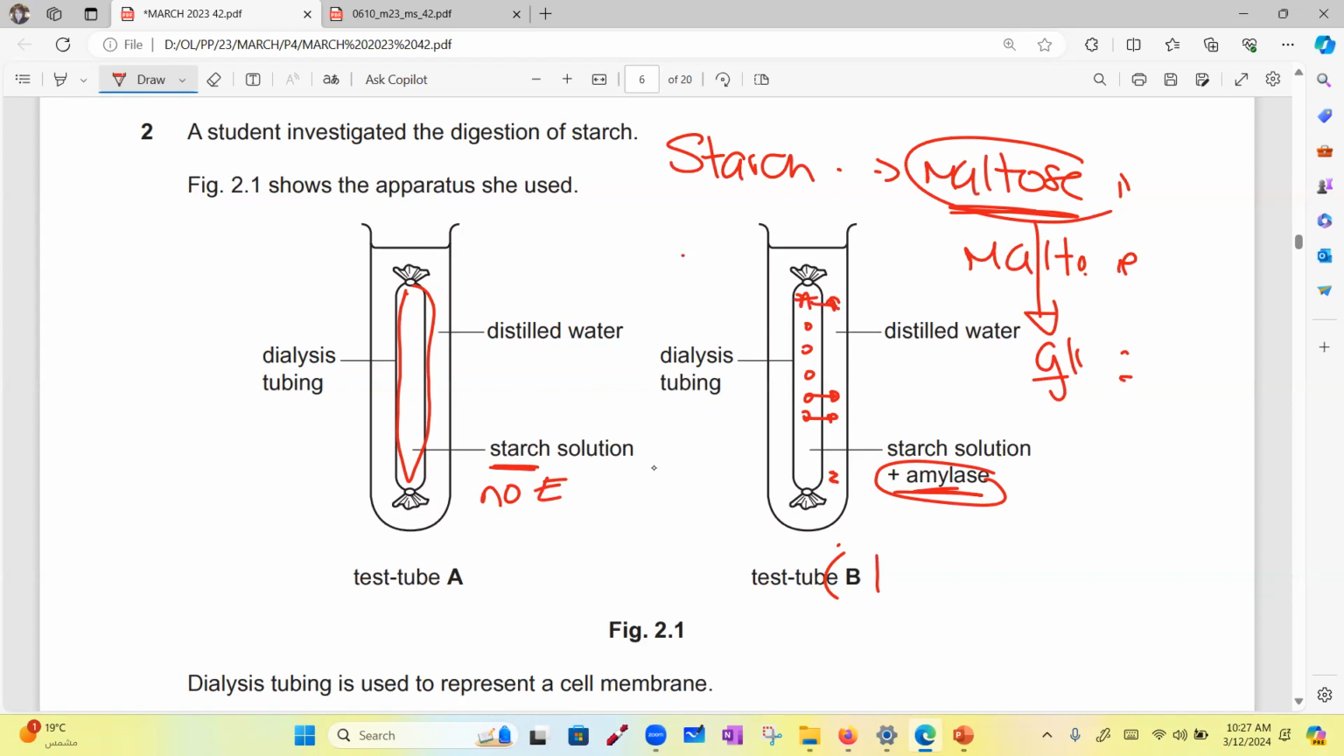And that is why when we took a sample of this external water and tested it with Benedict, it will give me a red color. Here, the starch is not broken down and it's big. It will not move out of the dialysis tubing to the outside. And even if it does, it will not give me a positive result with Benedict. Diffusion, of course. Of course, diffusion. This is non-living. Active transport needs a living cell membrane.